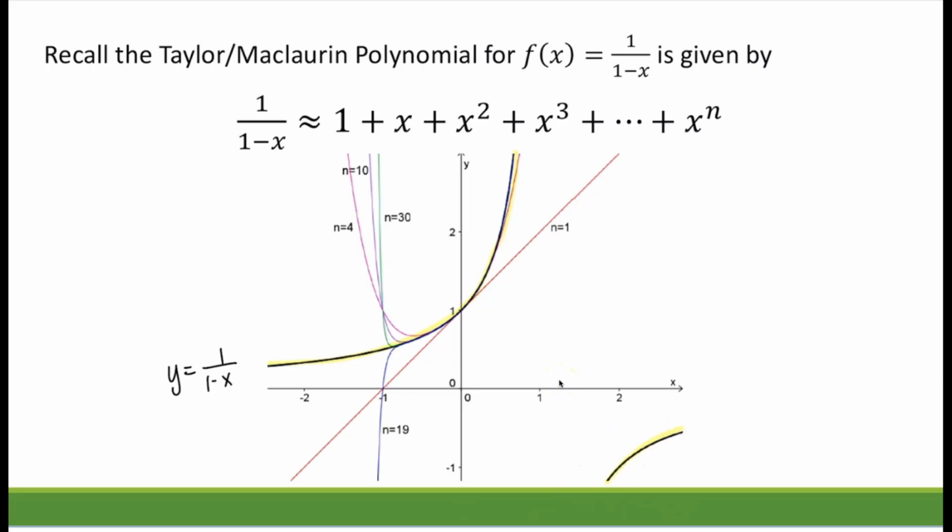So hopefully we can start to see that this Taylor polynomial is only good for an interval of values, a limited interval of values around the center. The center was 0, and it looks like these approximations are only good between -1 and 1 over here.